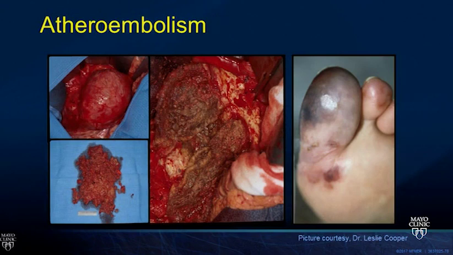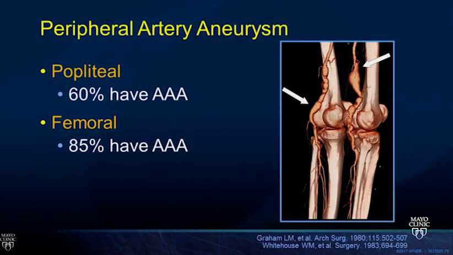And here's an example of just all of that clot and smudge that gets in the abdominal aortic aneurysm and causes some of the peripheral emboli. So peripheral artery aneurysms, this is the popliteal. 60% of patients who have a popliteal artery aneurysm will have a AAA. Femoral has the even higher relationship. So if you do have someone with a peripheral aneurysm, definitely need to screen for a AAA.